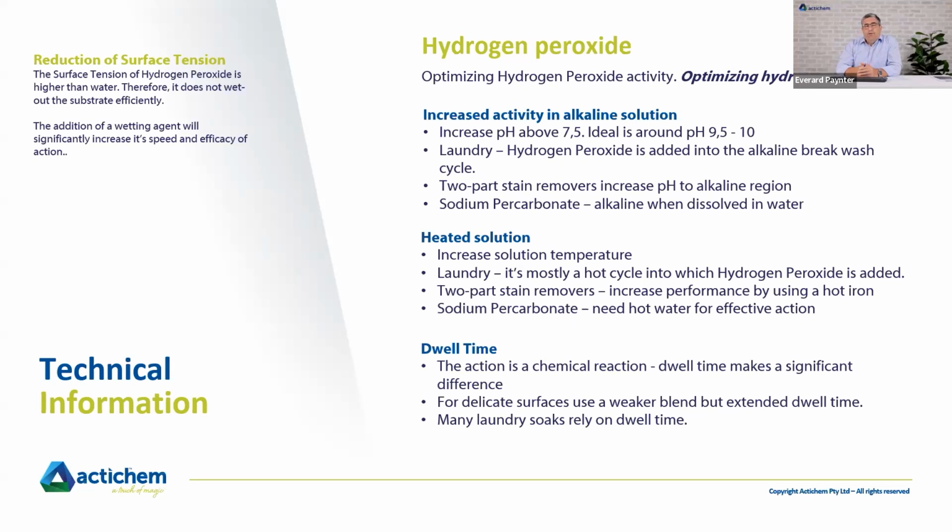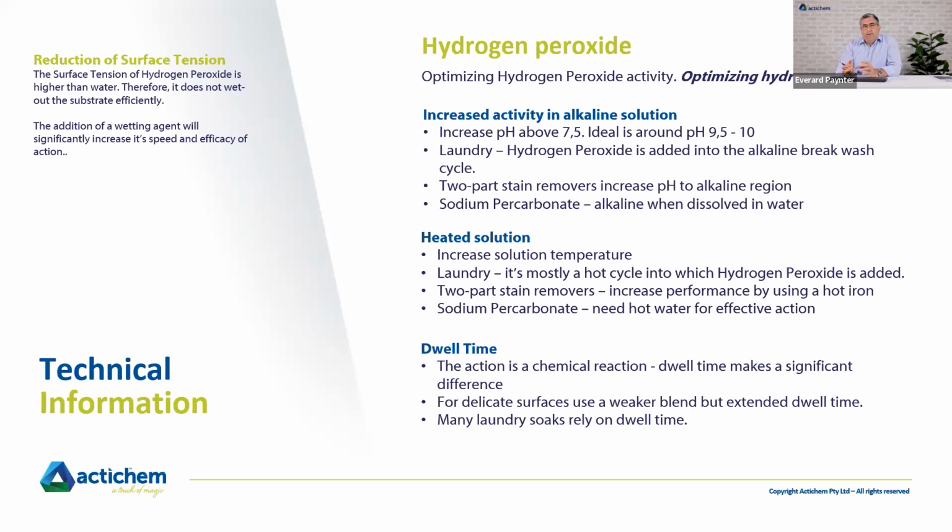Now, we also need to realize that when we do that, we are getting the hydrogen peroxide working, which also brings down its usable life. So we're dramatically shortening its lifespan. Always mix up fresh hydrogen peroxide solution and use it immediately. In laundry situations, hydrogen peroxide is always added into the alkaline break wash cycle, and that is so we get the most out of hydrogen peroxide in a multi-stage laundry situation.